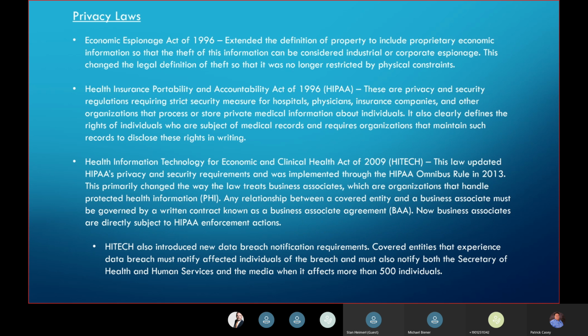The Health Insurance Portability and Accountability Act of 1996, or HIPAA. You probably hear about this. You have friends in the medical field. HIPAA is a big deal, as you're going to see here in a minute.